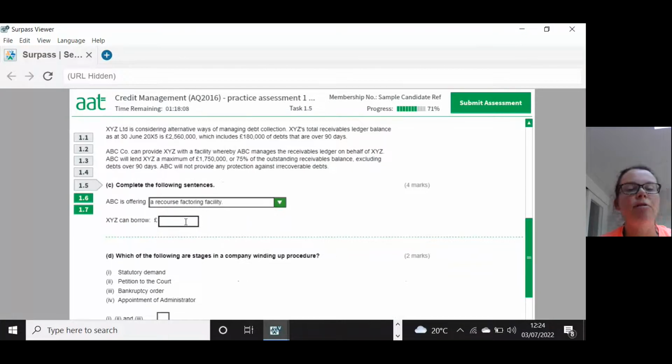How much can they borrow? So it's a maximum of either 1750 or 75% of the outstanding receivables. So if we do 2560, subtract the 180, and then find 75% of that, it gives us 1785. So it's a maximum of either 1750 or this. So we're going to be capped at the 1750.